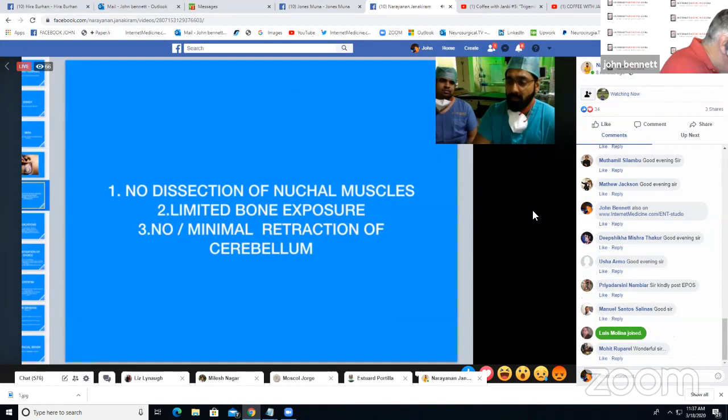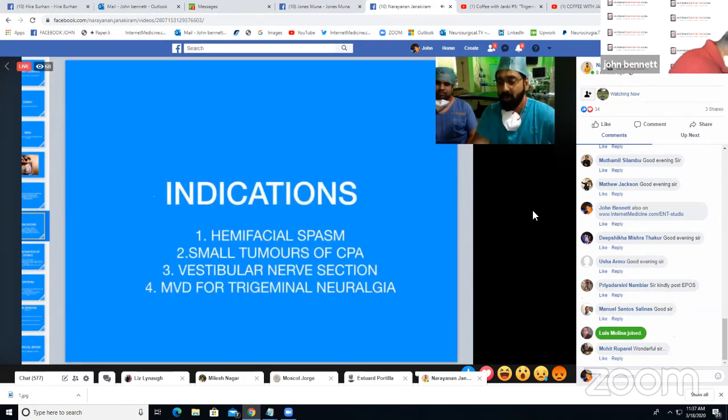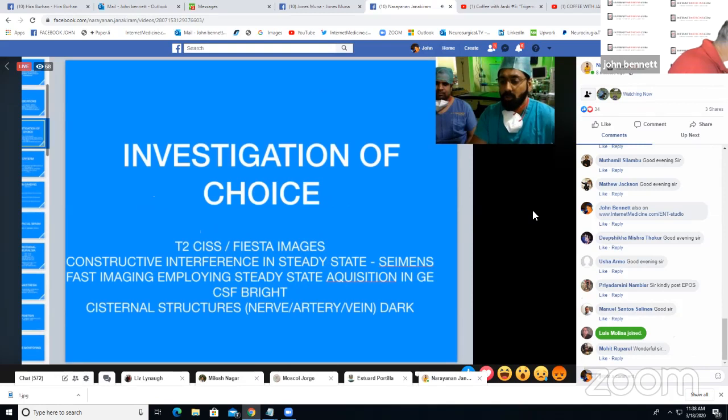Now, number one is there is no dissection of the nuchal muscles, limited bone exposure, no or minimal retraction of the cerebellum. Of course, you give hyperventilation, so you have the cerebellum falling down. What are the indications for MIRA? The indications are hemifacial spasm, small tumors of the CP angle, vestibular nerve section, MVD for trigeminal neuralgia. We have done all the 4 indications at our place at Royal Pearl. We do routinely all the 4 through a MIRA.